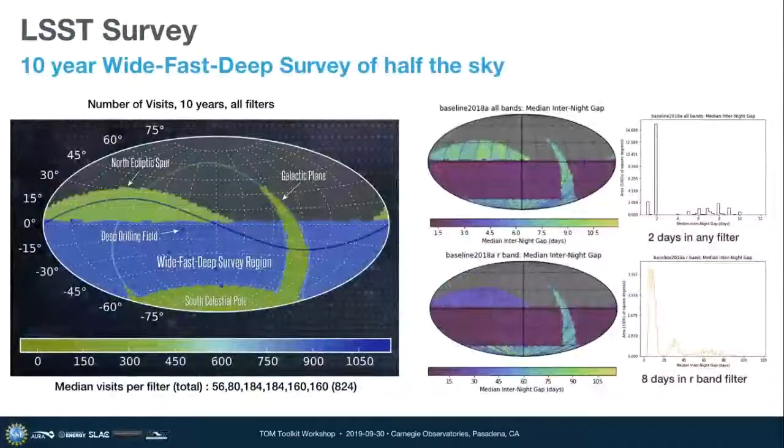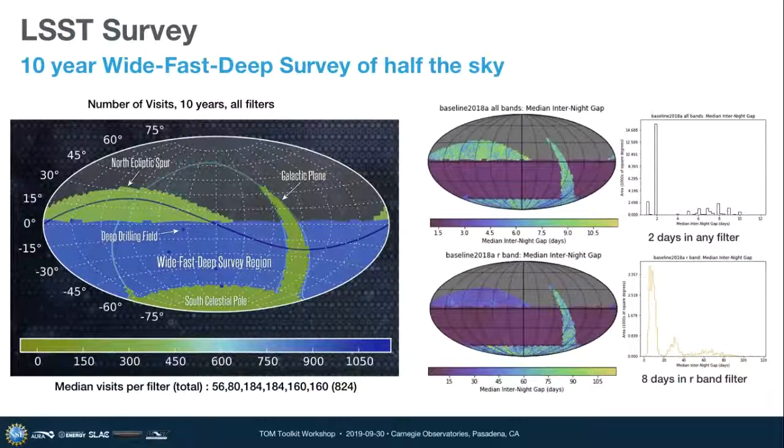The core of LSST is to perform a 10-year survey of half the sky. We call this the Wide, Fast, Deep survey because it meets all three of those goals at once. So what you can see on the left is a statistical summary of the number of times that LSST will visit each field on the sky in ecliptic coordinates here. Equatorial coordinates.